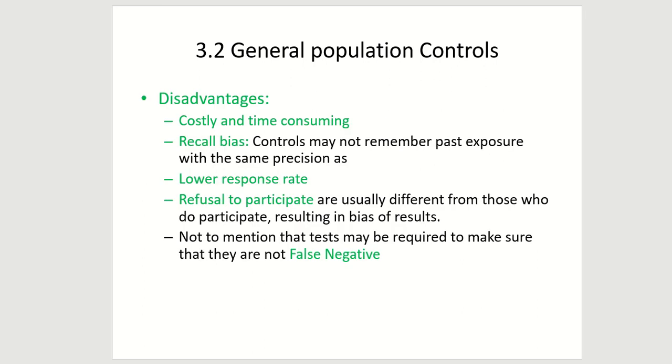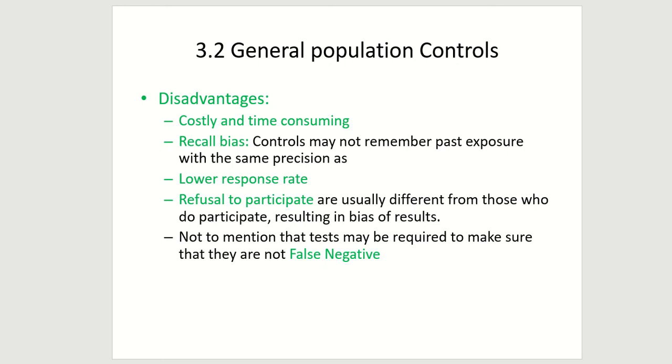So the disadvantage of general population controls is that they are costly and time consuming. You have the issue of recall bias. Controls may not remember past exposure with the same precision as the cases. Maybe at a later point we will talk about recall bias specifically. There is also a lower response rate. Those who refuse to participate are usually different from those who do participate, resulting in more bias.